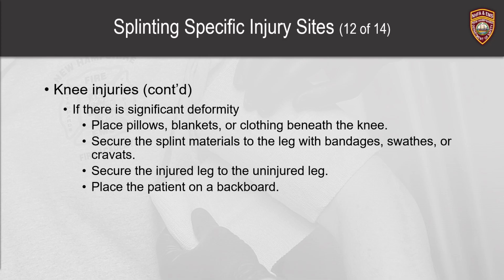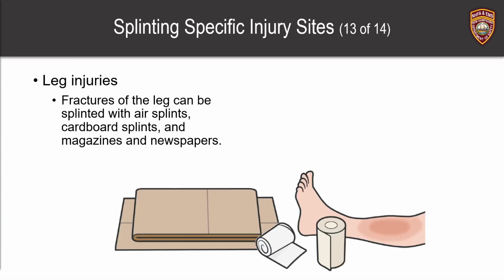If there's significant deformity, we can place pillows, blankets, or any sort of fluffy material underneath the knee to keep it in the position. Secure with any material that you have, and then place this patient on a stretcher or the cot in the ambulance. We don't use backboards anymore except to lift and move patients.